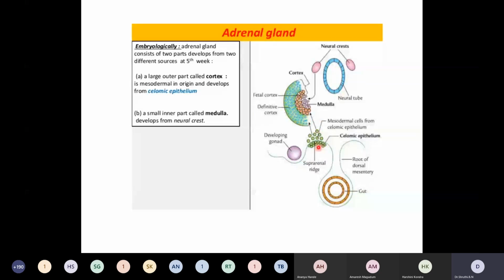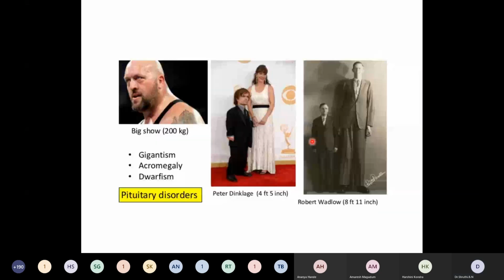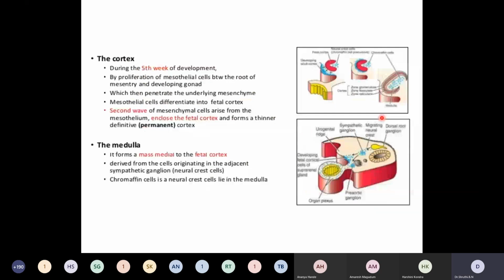The cells of the adrenal cortex develop in two episodes. The first group of cells proliferate and move inward and surround the cells in the medulla. These are acidophilic cells. The second set of cells arise from the suprarenal ridge. They are basophilic and surround the fetal cortex.